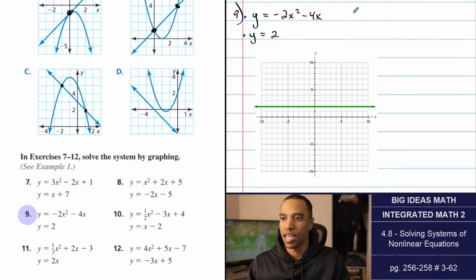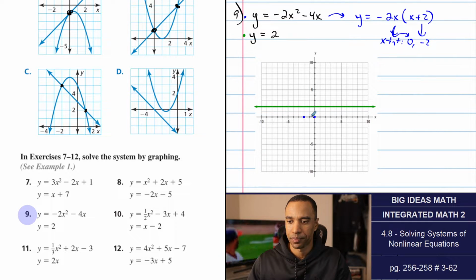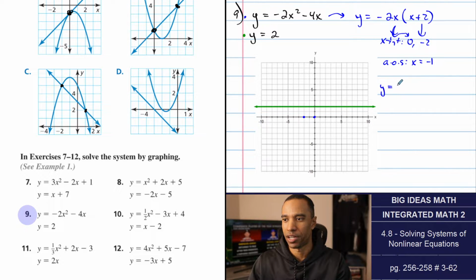All right. This has a greatest common factor. I'm going to kind of use intercept form on this guy this time. I think it's worth it. So y equals, I can factor out a negative 2x, and I have x plus 2. So I have x-intercepts of 0 and negative 2. Sorry, I'm pointing in the wrong direction. 0 and negative 2 right here and here. That means the axis of symmetry is right in between. AOS is x equals negative 1. So if I plug negative 1 into here, I'm going to get negative 2 times negative 1 times negative 1 plus 2, which is 1, which is 2. So the y value is 2.